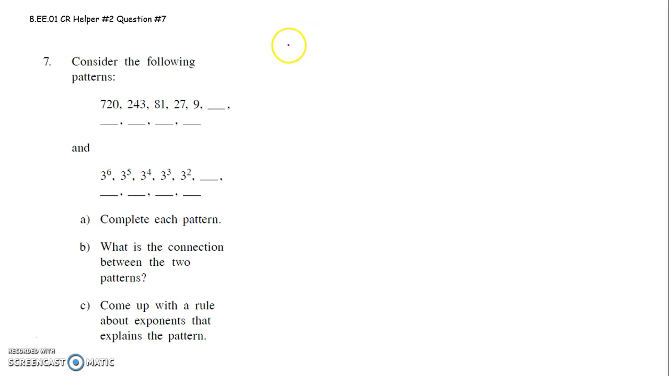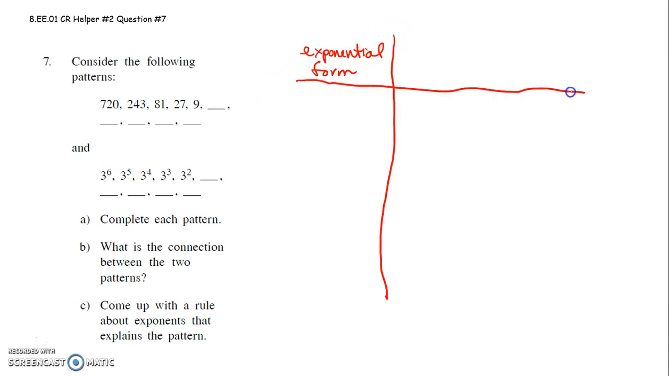All right, so I'm going to do a few things. I like things in table form. It just happens to be who I am. So I'm going to write exponential form. And I'm going to look at my second pattern first. I know this is so ugly. My handwriting's not the best. Oh, well, we got to get over it. And then I'm going to do expanded form. And then I'm going to do standard form.